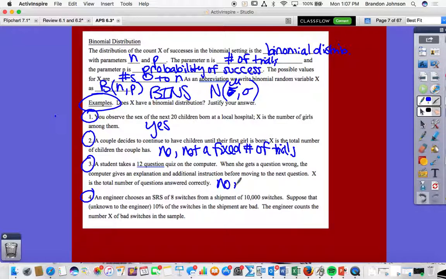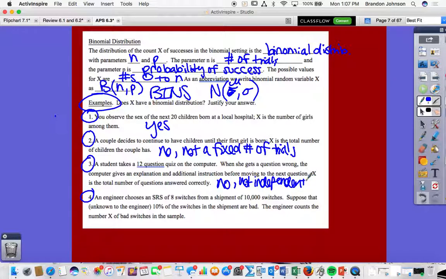Well, it might not be independent because he gets some extra help on that. Good, because it's not independent. What happened if I got it right or wrong? It gave you instructions, which impacted it. So does that mean it can be independent? It can't be, right? That means it's not independent of each other.